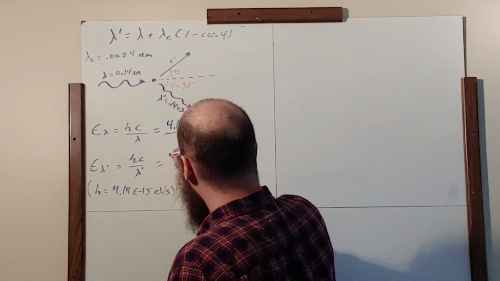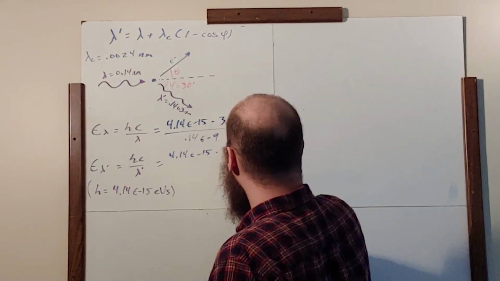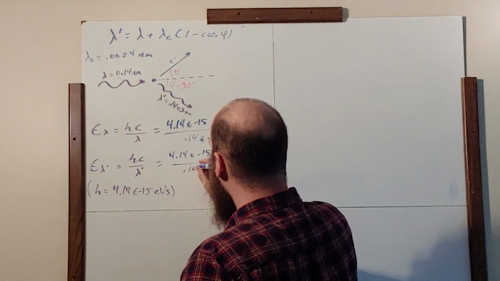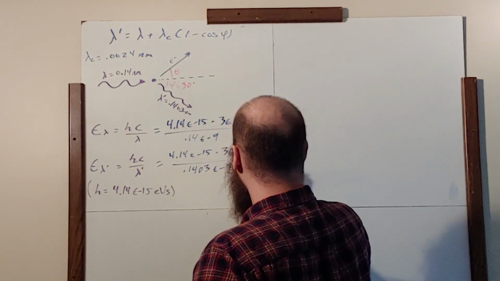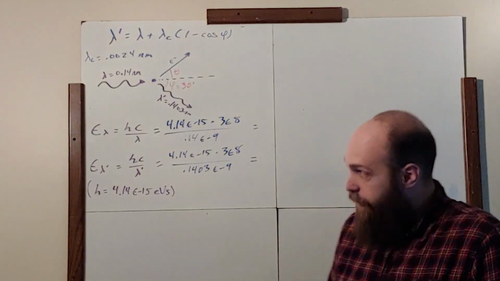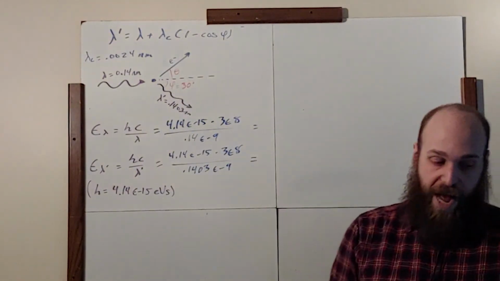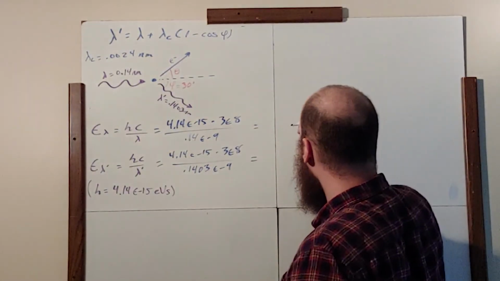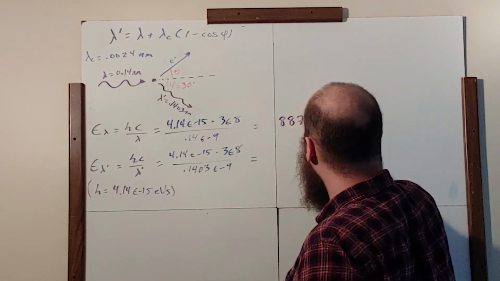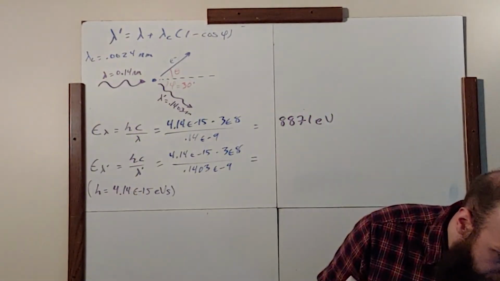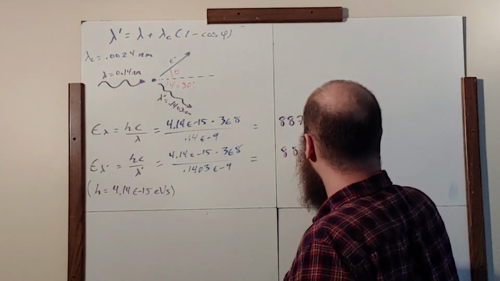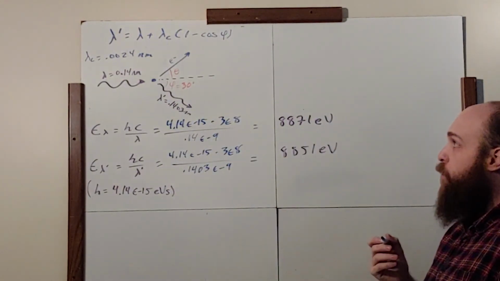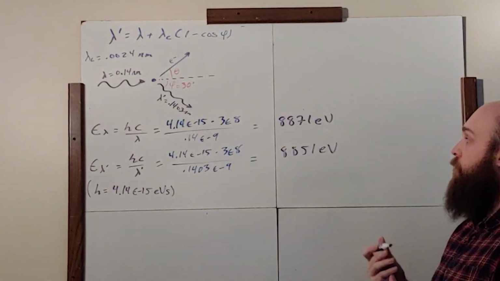And then you do the same thing for the other one. e-15, 3e8, and we divide by our scattered wavelength, which is 0.1403e-9. And hopefully what we'll get is an incident energy that's greater than our scattered energy. In fact, my calculator over here says that this one is 8,871 electron volts, and the scattered one is 8,851. So those are our two energies. We came in with 8,871 electron volts. We scattered down with 8,851 electron volts.